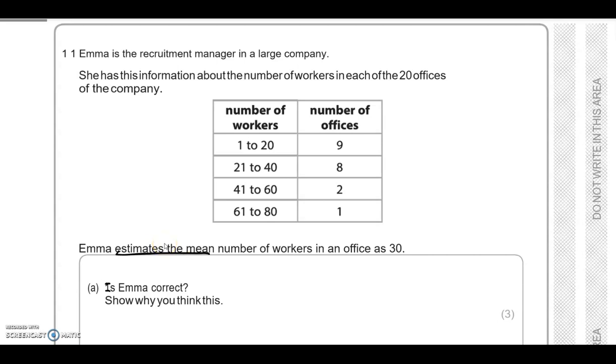So we estimate the mean and we find the midpoints first. So 1 to 20, the midpoint is going to be 10.5 there. And we're going to multiply it by 9. Midpoint between 21 and 40 is going to be 30.5 times 8 then. And here we've got 50.5 times 2 and then 70.5 times 1.